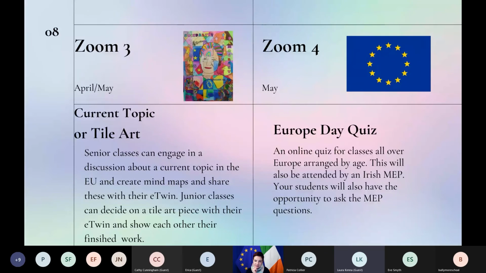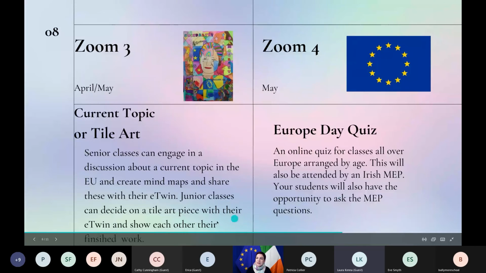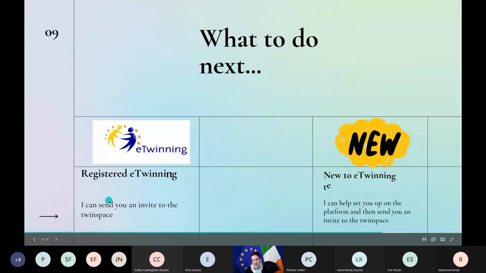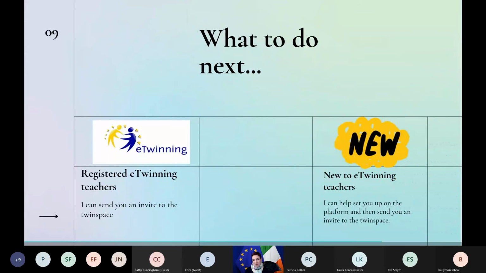So that's going to be an online class quiz for classes all over Europe, and you're going to be arranged by age, and an Irish MEP will also be attending all of these calls. And your students will have the opportunity to ask an MEP. And was it 7,000 you had last year, Emmanuel? Yeah, 7,000, kids. So it's a lot of organising, but it's great fun. And the Irish MEPs were just fantastic, I have to say. They really engaged. It was great.